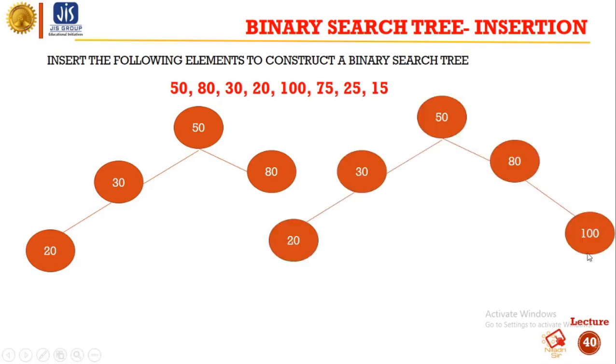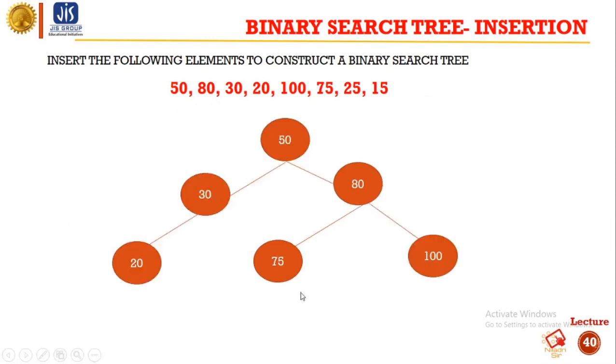As you can see, we have put it. This is our latest tree. Next, the element that we want to insert is 75. We will start from the top of the tree, that is from 50. 75 is greater than 50, so it will be placed on the right hand side of 50. Then there is another node, 80, and 75 is less than 80, so it will be put on the left hand side of 80. As you can see, 75 has been placed on the left hand side of 80.